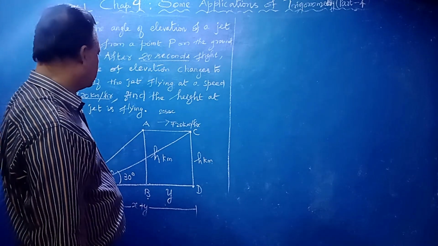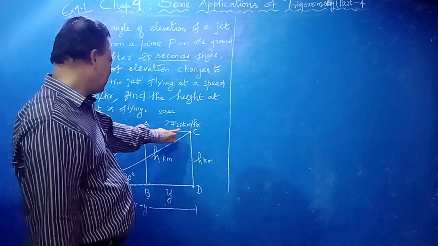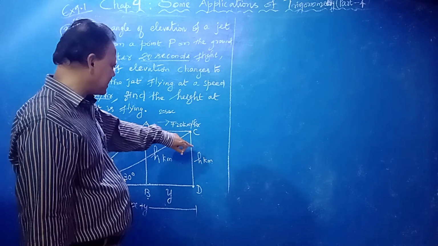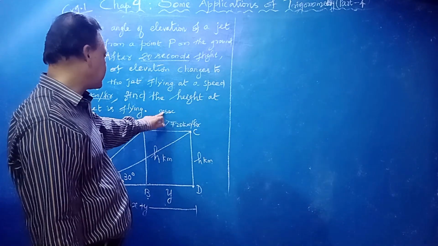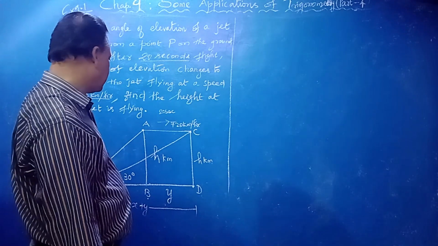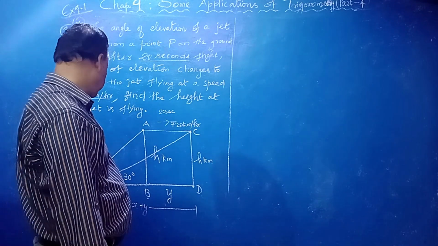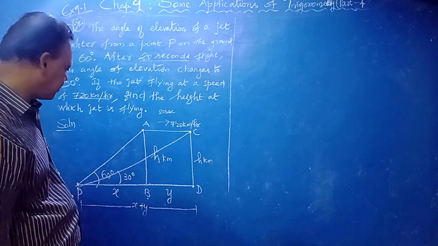Okay. So first you check, here kilometer per hour is given. Either you have to change into meter per second, or this 20 second you change into hour. That is better. 20 second easily you can change into hours. That is easy. That's why I have taken height in kilometer.